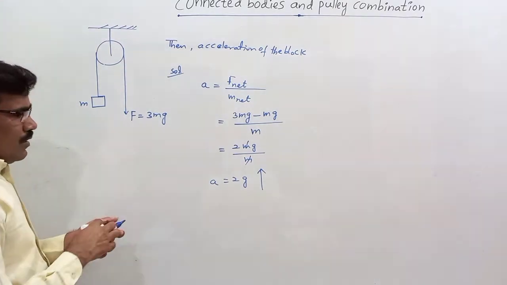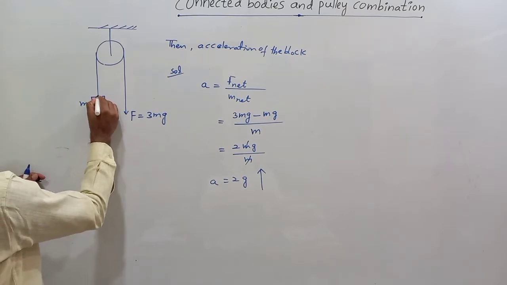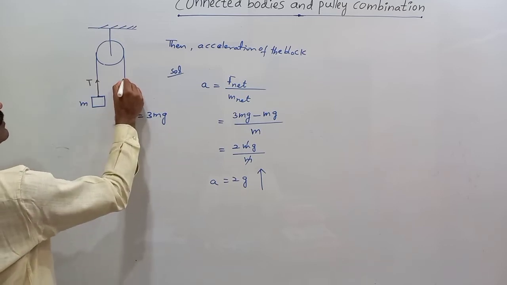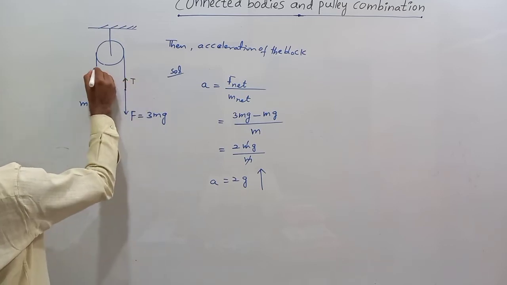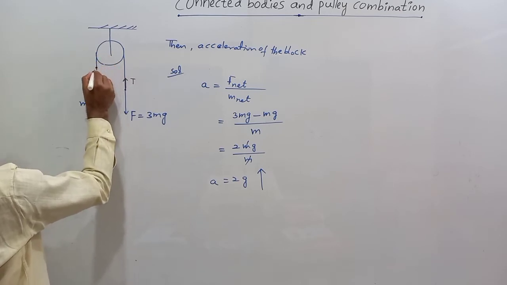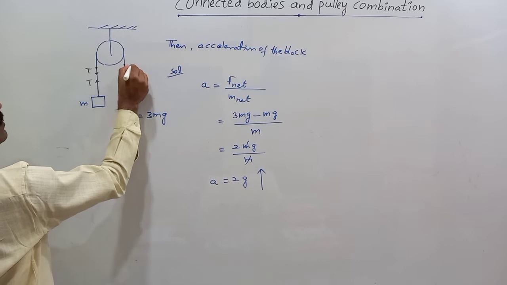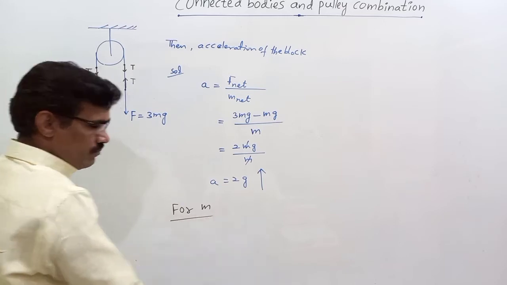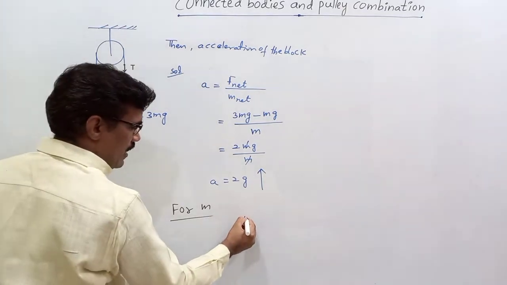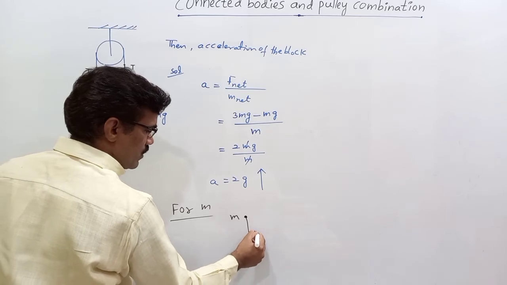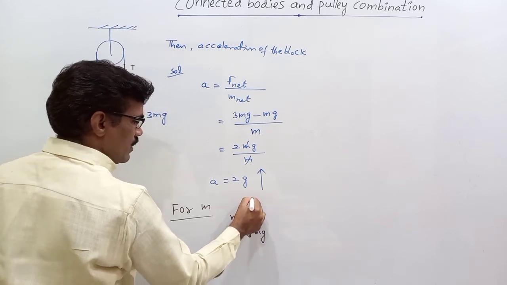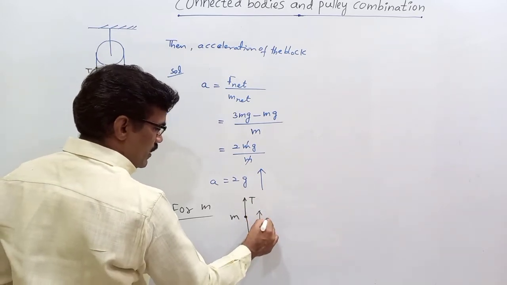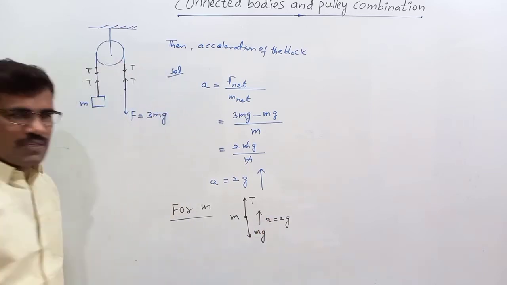Then what is the tension in the string? Tension in the string which is connected to the block. Here tension this side. On the pulley it is down, sir. Here also down. But here, free body diagram for M. FBD for M. Simple sir, how many forces are acting on M? On M there are two forces. One is mg, another one is T. T is in the upward direction, mg in the downward direction. The block is moving upward with acceleration 2g.